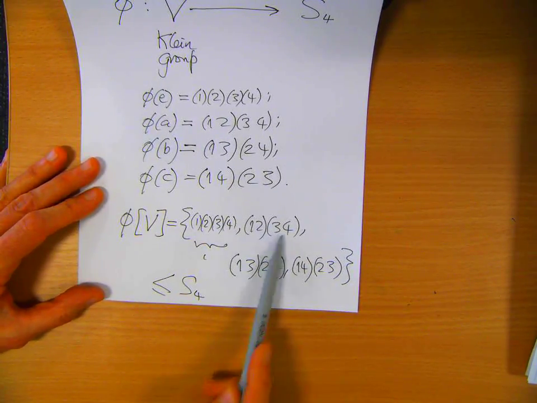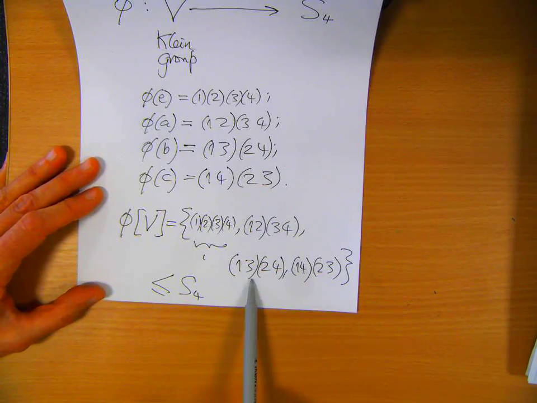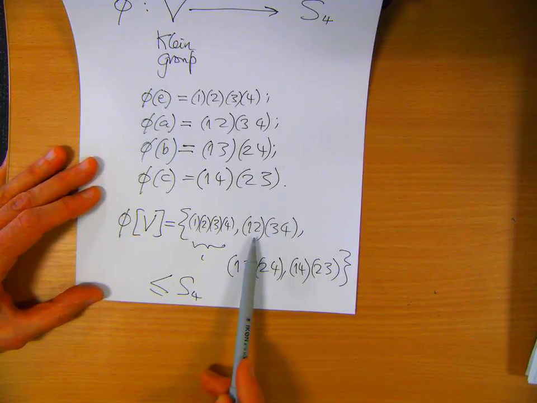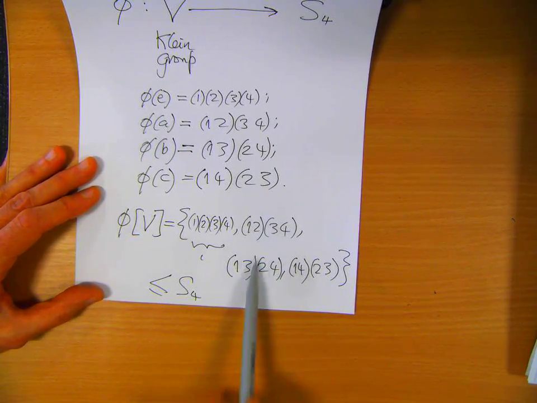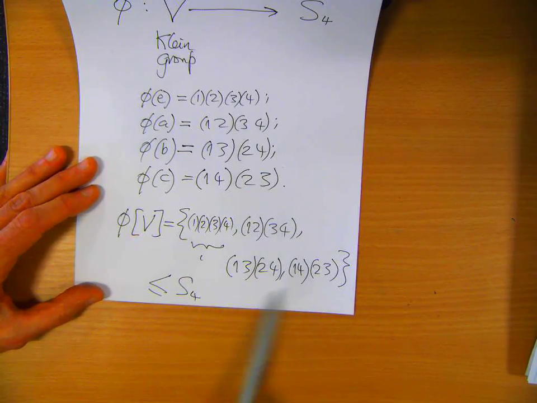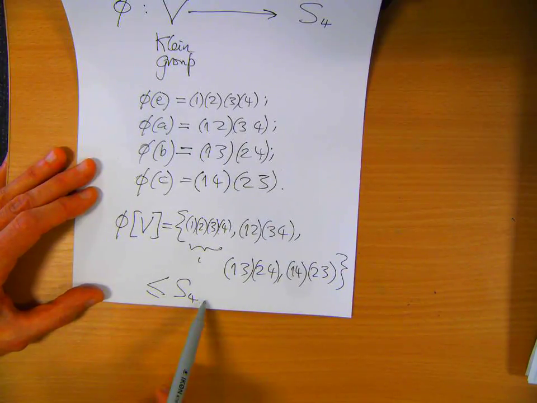So if we drew the group table of these 4 elements, you'd see you'd get something which was the same as the group table of the Klein group, apart from instead of E, A, B, and C, the elements are called these 4 things. So this is a group isomorphic to the Klein group that sits inside S4.